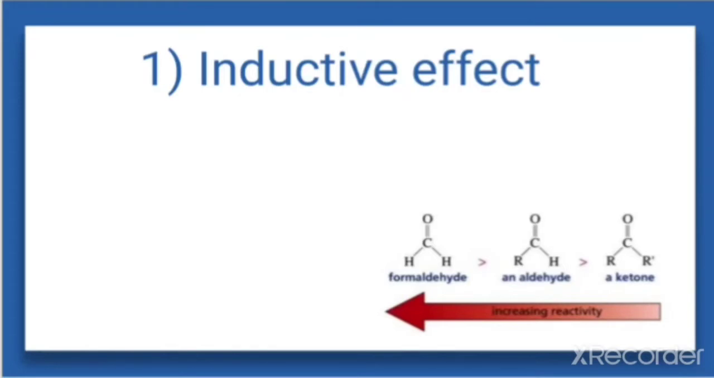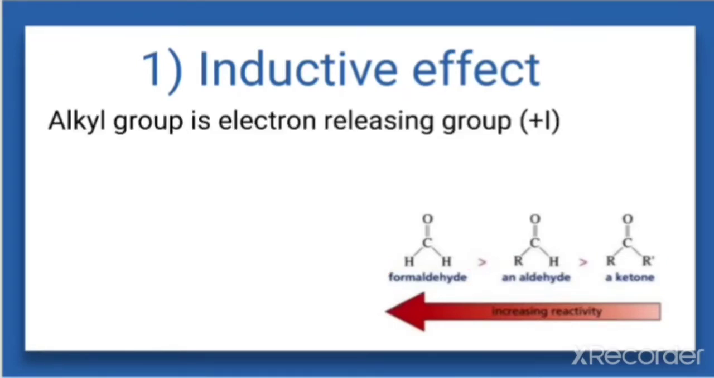That is because there is a difference in the number of alkyl groups. When you look here, formaldehyde has no alkyl group because it has two hydrogens, the aldehyde has one alkyl group, and the ketone has two alkyl groups. As we know, an alkyl group is an electron releasing group, that is a plus I effect. Last year we learned about the positive inductive effect. So the alkyl group is an electron releasing group.